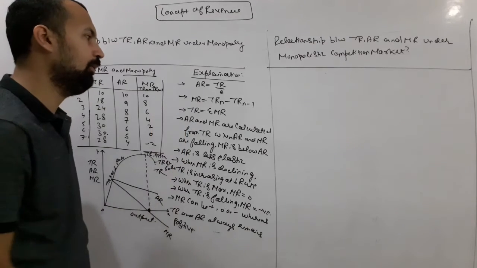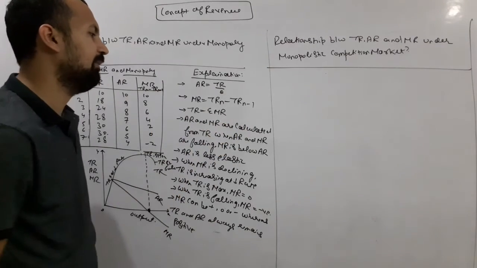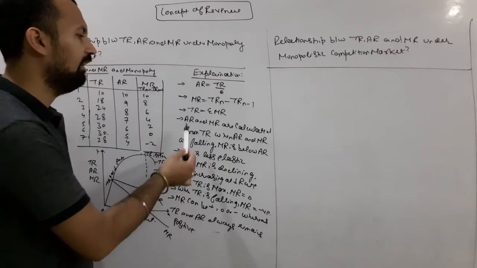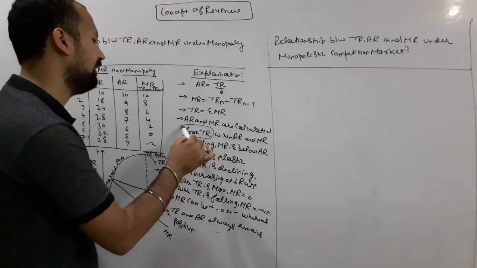AR equals TR upon Q. MR equals TRn minus TRn minus 1. TR equals sigma MR. AR and MR calculated from TR. This we have already done.